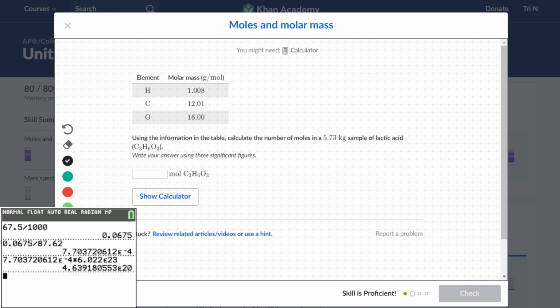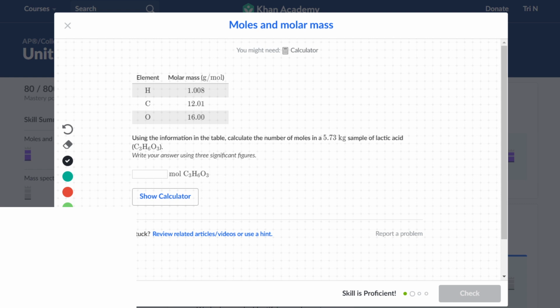Okay, using the information in the table, calculate the number of moles in a 5.73 kilogram sample of lactic acid, or C3H6O3. So we are provided the mass and we want to find how many moles it would be. To find the amount of moles using mass, we need molar mass. So we need the molar mass of lactic acid.